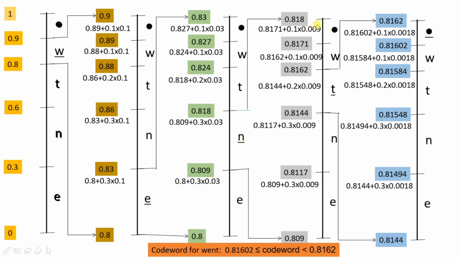Then, the fourth stage, 0.8161 lies here. So, this corresponds to the character T. Therefore, the fourth character of the received word is T. Then, the next stage, the 0.8161 lies in this range. Therefore, that corresponds to the character dot. So, the dot represents the end of the word. Therefore, the received word will be WENT, went.